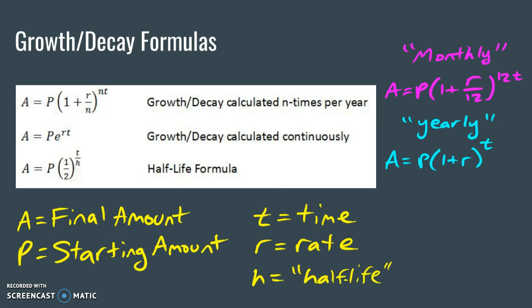So A in our case is the final amount. P is going to be the starting amount. T and R, those are pretty universal. T is for time, R is for rate. And if we're talking about specifically half-life, instead of R, we replace that with H, because half-life is specifically how long it takes an item to lose half its value.